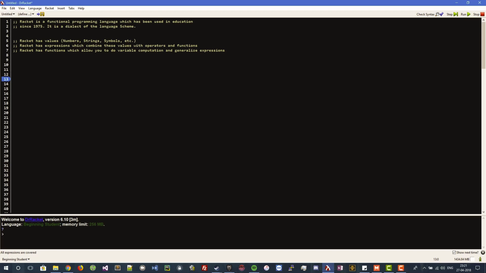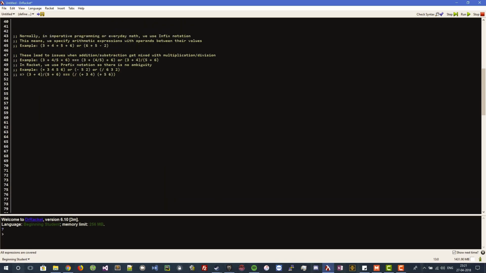In normal programming or everyday arithmetic, we use something known as infix notation, which means that we specify our expressions with the operators between their values. For example, 3 plus 4 plus 5 plus 6, or 6 plus 5 minus 2. And these lead to issues when addition and subtraction get mixed with multiplication or division. For example, with this expression right here, how do we know which way it should be grouped?